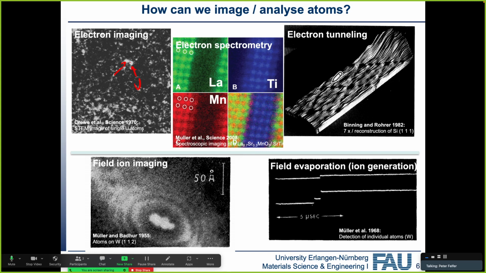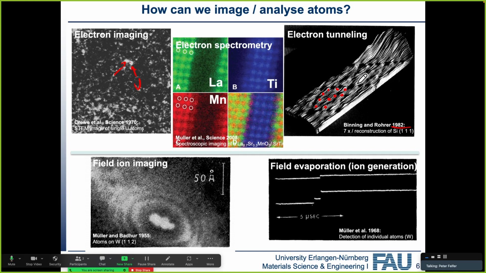So this is electronically, or you can have electron tunneling. This is also a way to interact with atoms individually. Very famously, Binnig and Rohrer in the 80s got the Nobel Prize for it. So this is the original paper on the silicon 7x7 reconstruction on silicon 111, where you scan over the surface and you see the lumps created by individual atoms.